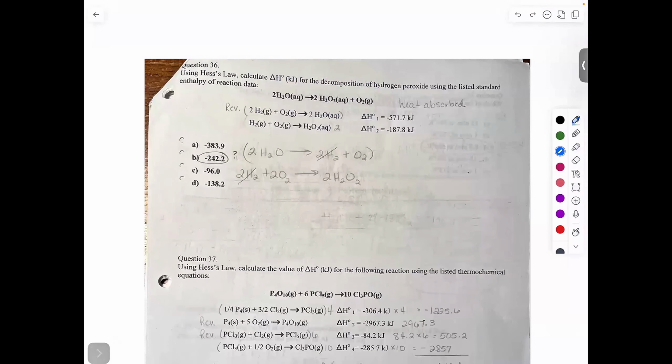So you'll notice that I made notes. I put REV to reverse that particular reaction, so I did note it here next to that blue mark. I'm just going to rewrite it for clarity.